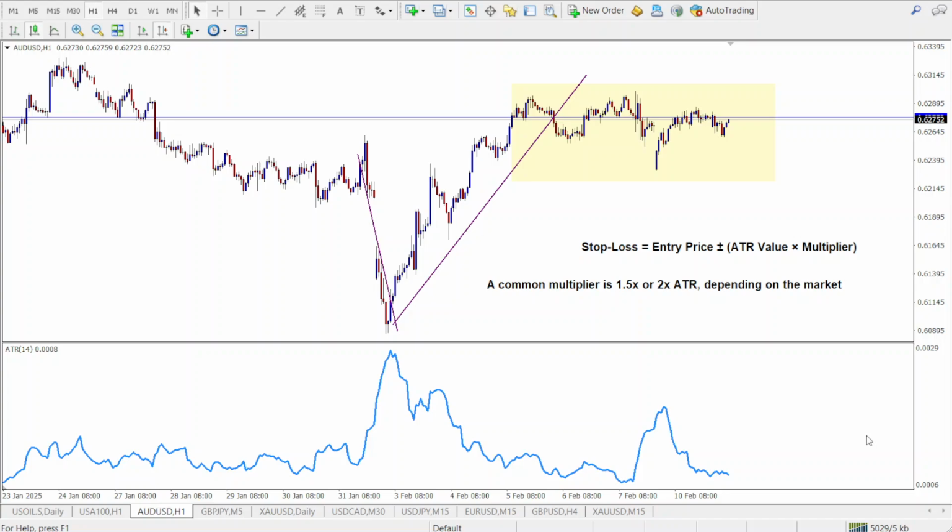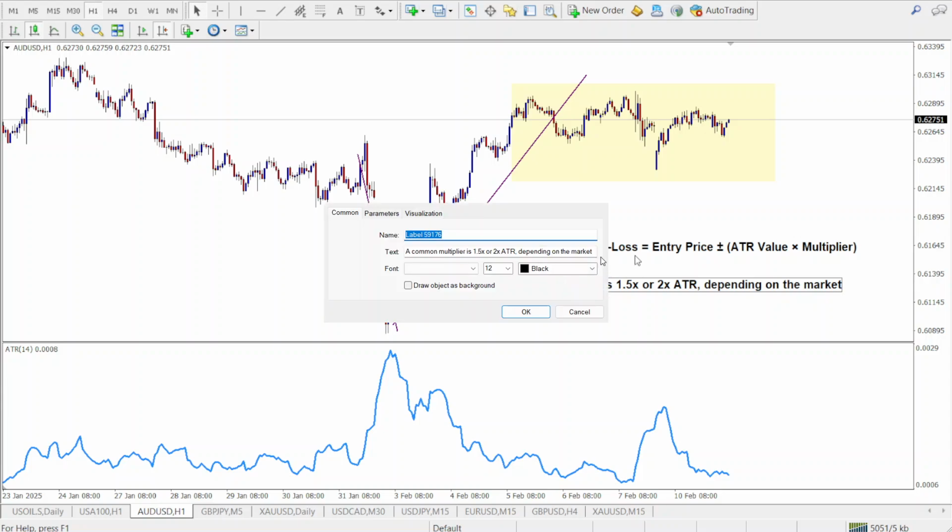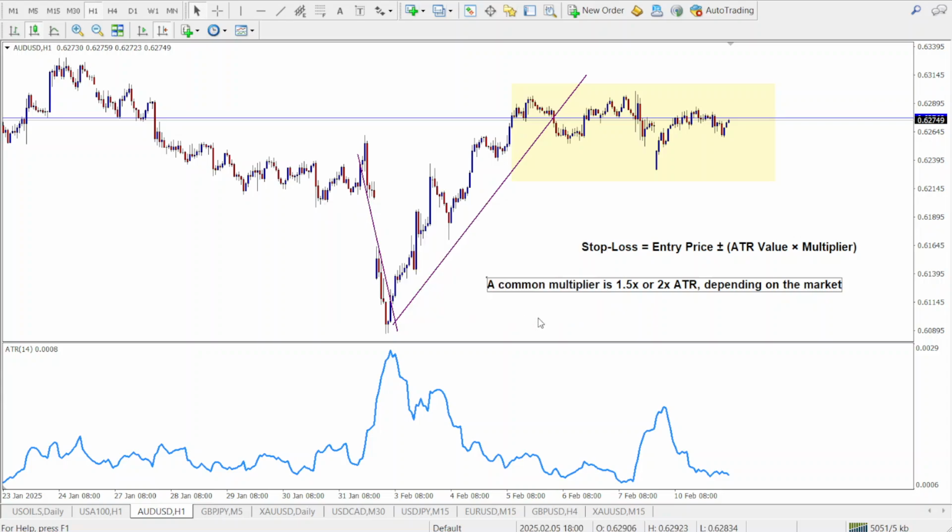Depending on market conditions, basically, market conditions are what determine the multiplier that you are going to make use of.